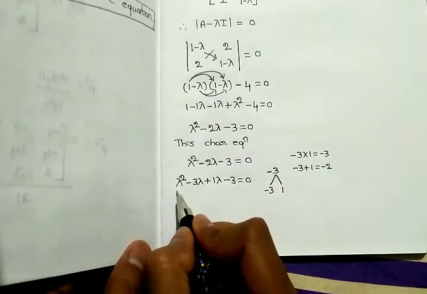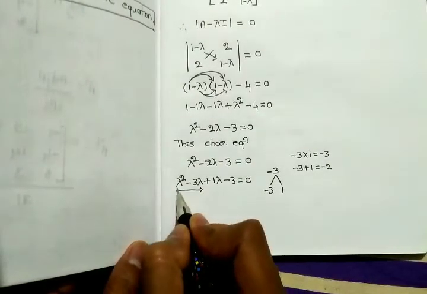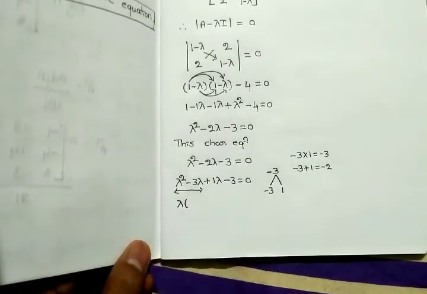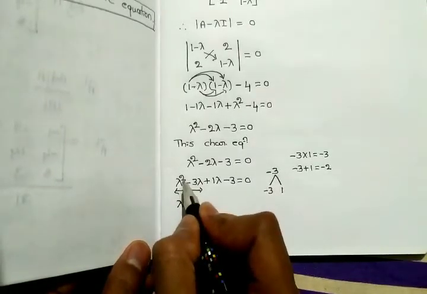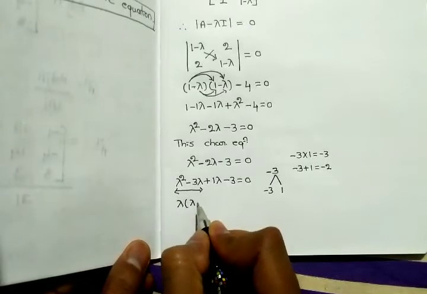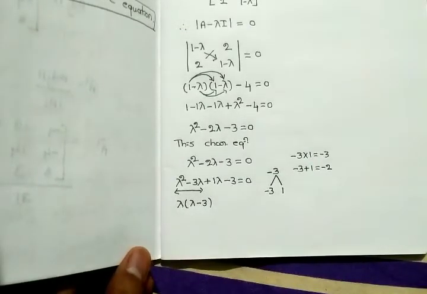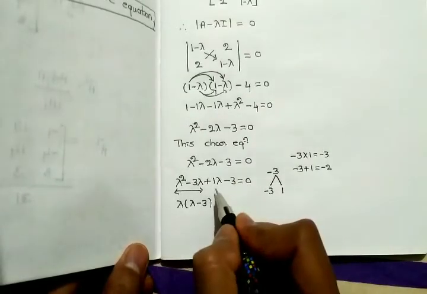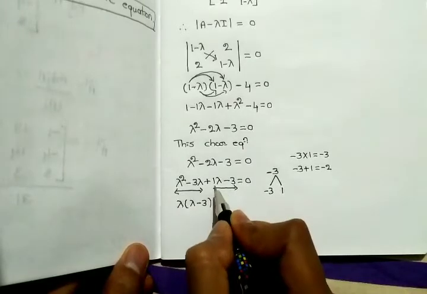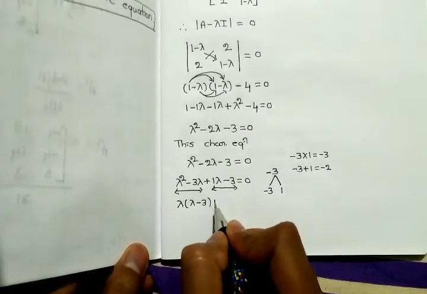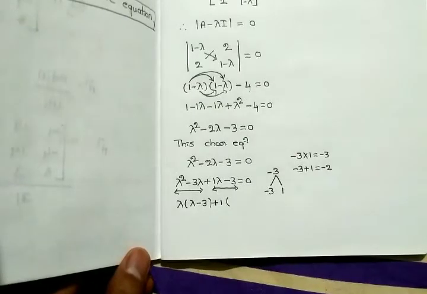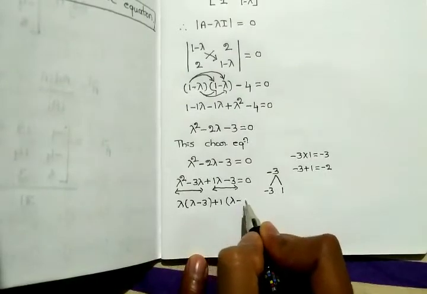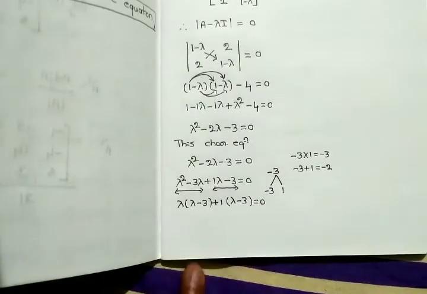Next, in the first two terms, which term is common? Lambda is common, so take that lambda outside. If you take the lambda outside, what is the remaining value here? Lambda minus 3. Next, the same lambda minus 3 here also we should get. Therefore, the remaining two terms, we are going to take plus 1 outside. If I take plus 1 outside, what is the remaining value here? Lambda minus 3 is equal to 0.